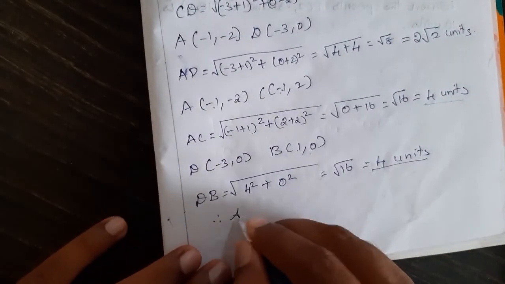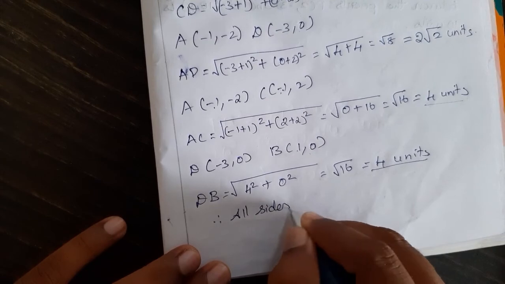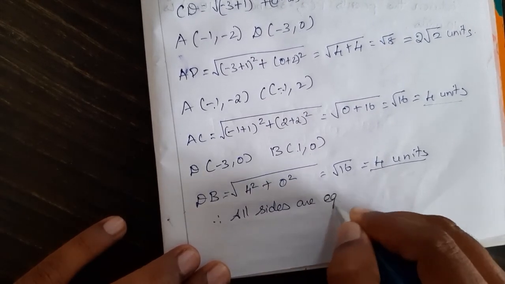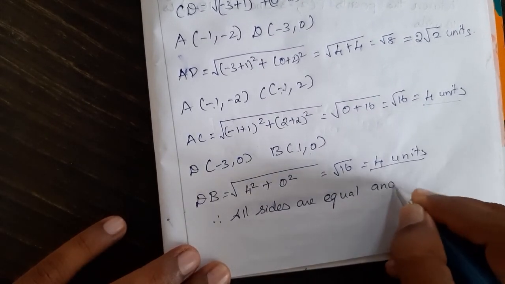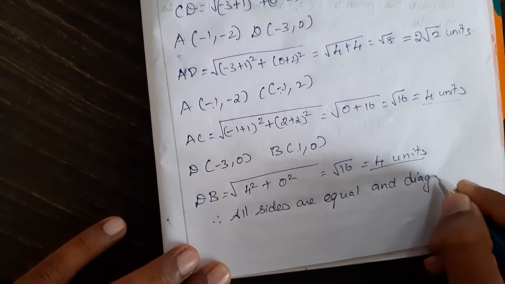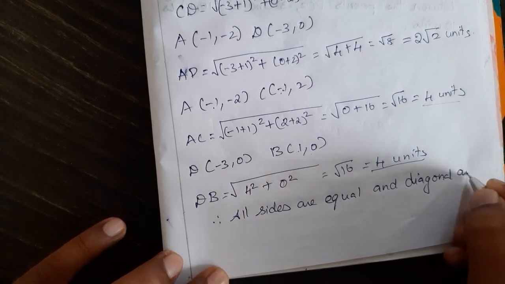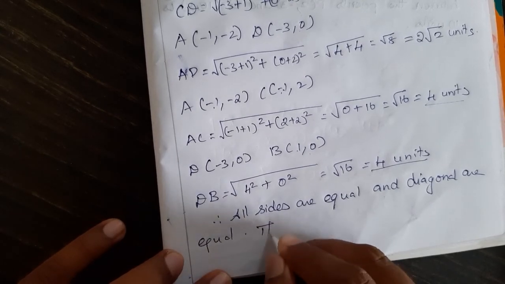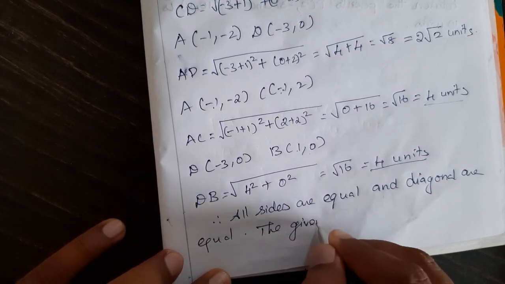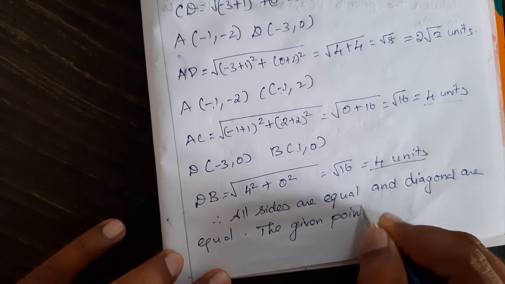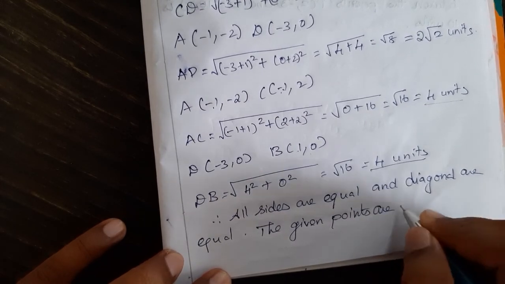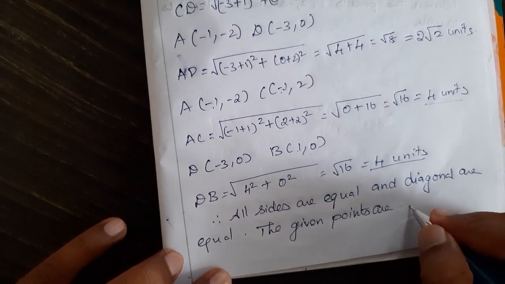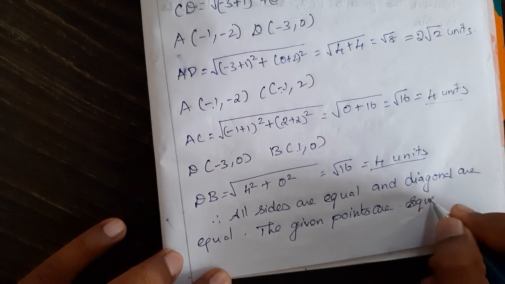Since they ask for the reason, give reason for your answer. Therefore, all sides are equal and diagonals are equal, so the given points form a square.